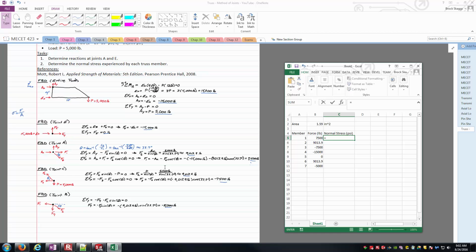And so to calculate the normal stress, it's always the force divided by the cross-sectional area. So I'll lock that cell B2 in order to allow that to drag down with us. And so there are the normal stresses experienced by the members here. You can see the highest one as far as magnitude is roughly negative 9,433 psi. So that's how we would calculate the normal stresses.